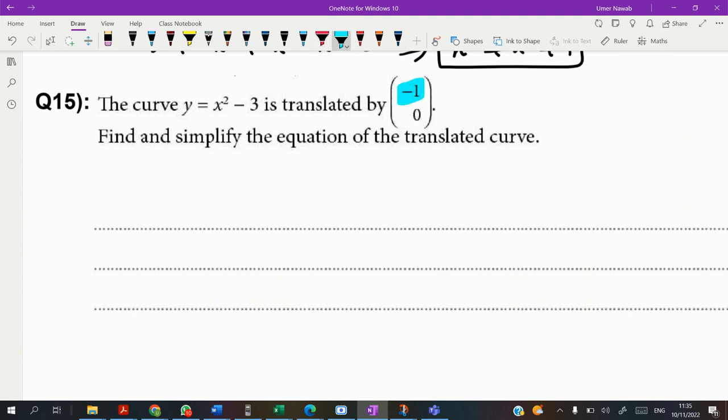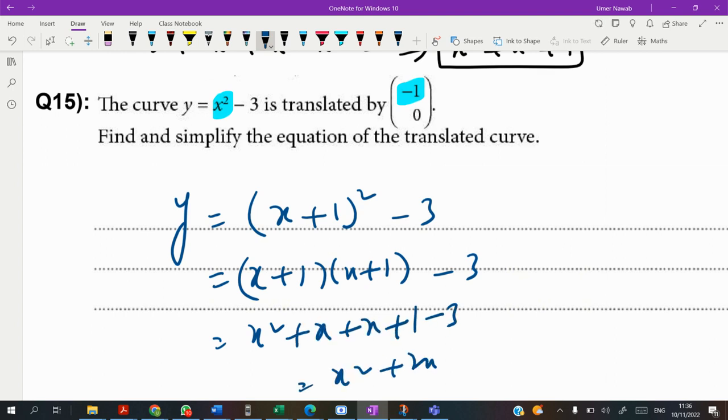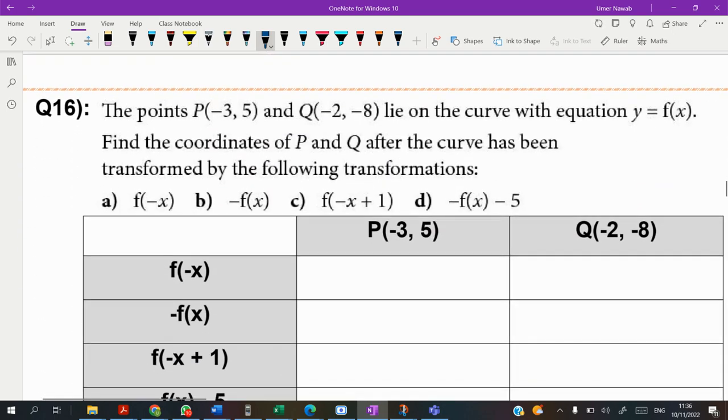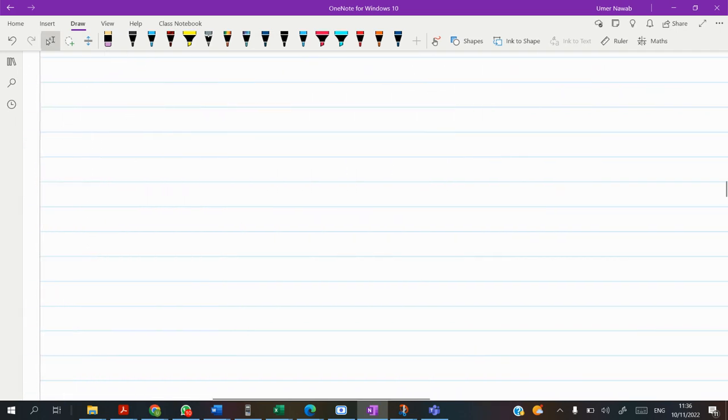Minus 1, it means 1 left. How do I write it here? I will write y equals x plus 1 whole squared minus 3. Can I simplify it? x plus 1 squared minus 3. So x squared plus x plus x plus 1 minus 3. x squared plus 2x minus 2. Done. Beautiful. Now we are going to talk about another transformation, which is called reflection.